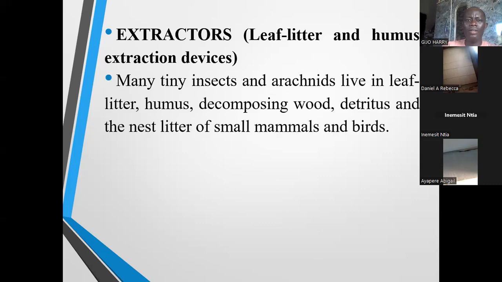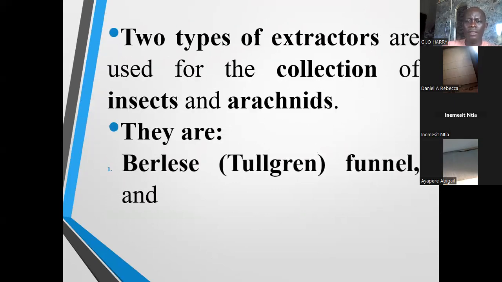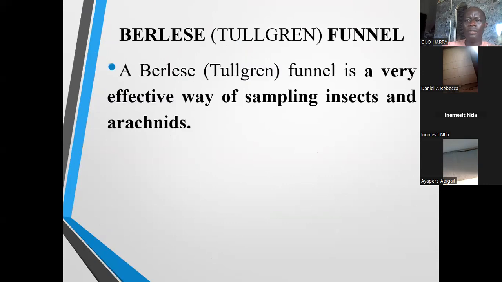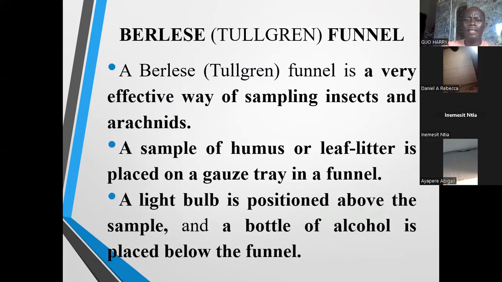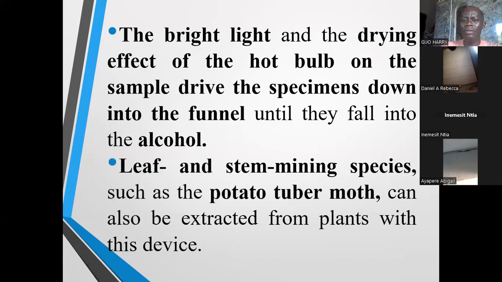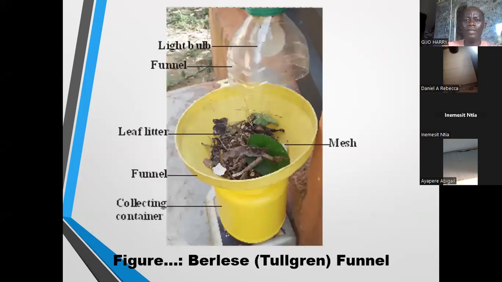We also talked about the use of extractors. We have two types of extractors: the Baylis funnel, and the Mazorsky-Winkler extractor. The Baylis funnel consists of a light bulb and a bottle that contains alcohol, so it can be improvised. The light drives the photophobic insects into the funnel and down into the bottle that contains alcohol. And we also looked at this, an improvised Baylis funnel.